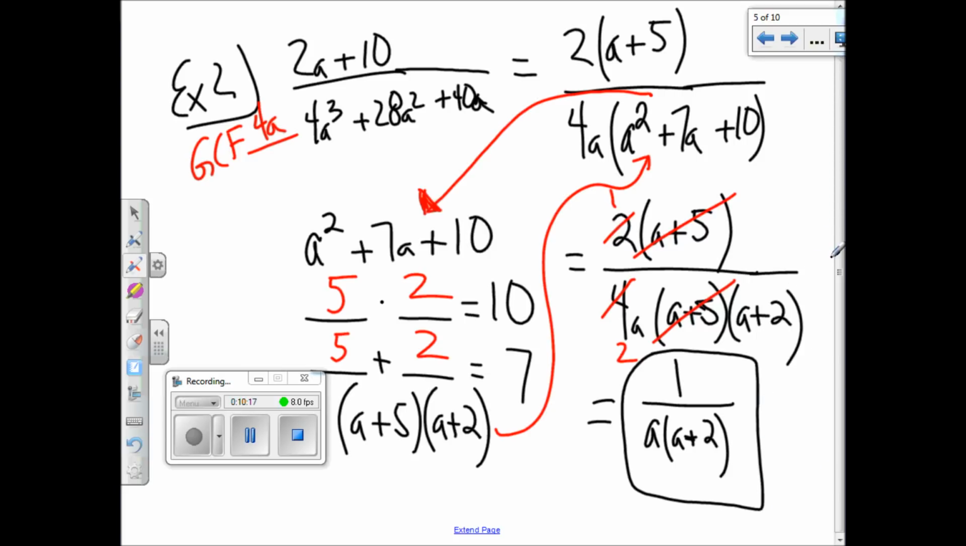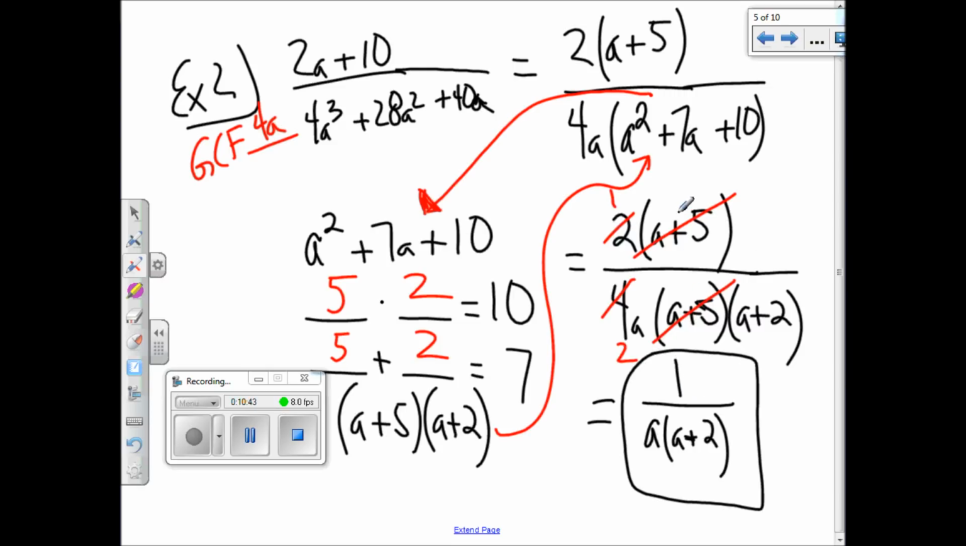Hey, what stuff cancels? Oh, I know. 2 and 4 will reduce as 1 over 2. We can cancel those, a factor of 2 out between 2 and 4. And then the factor a plus 5 cancels out both in the upstairs and in the downstairs. So what are we left with? We're left with 1 in the upstairs. Everything goes bye-bye. But that's not 0. We're left with 1.